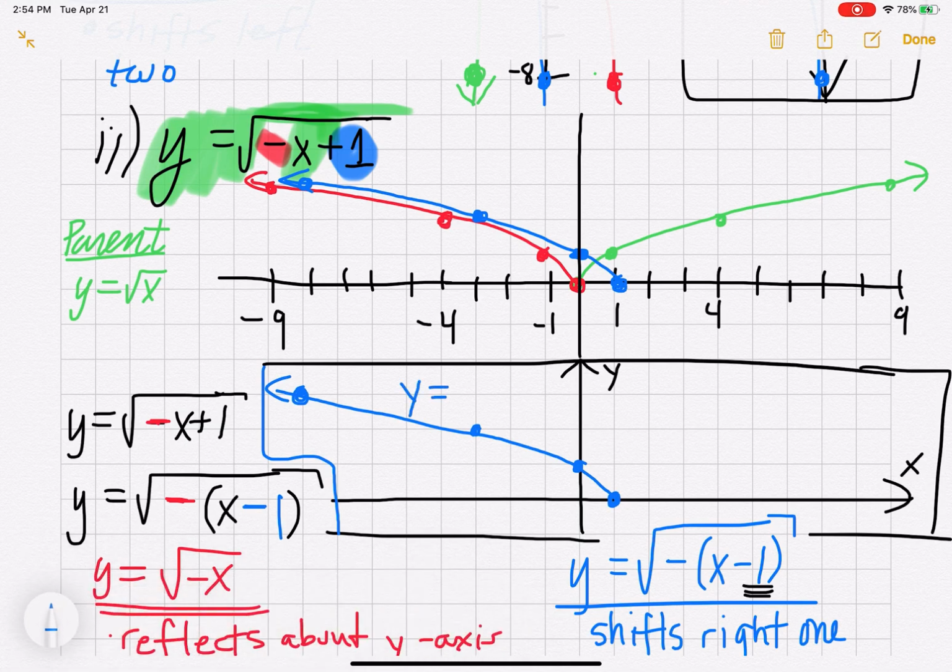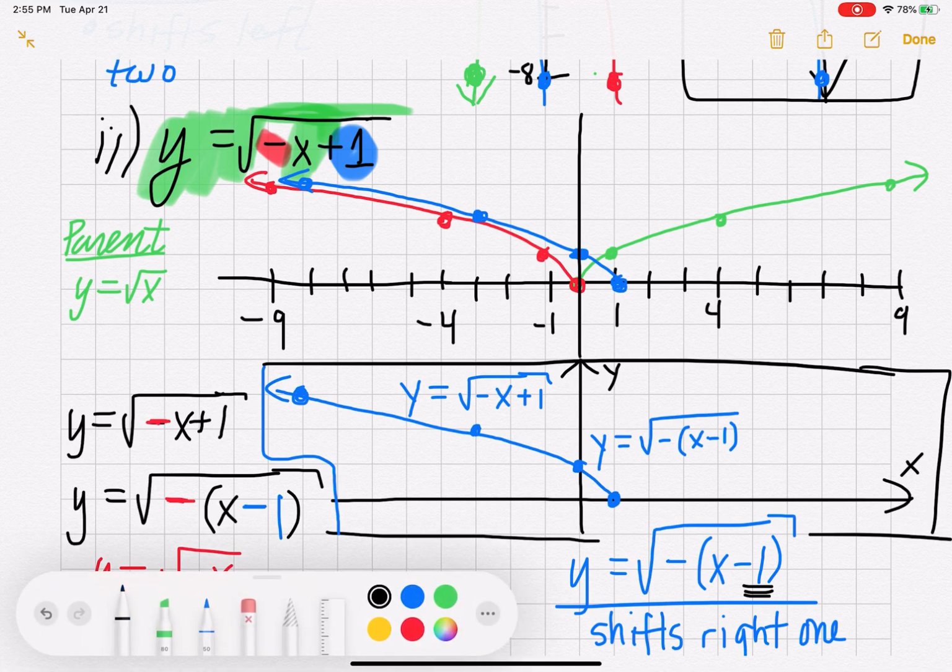Y equals square root of negative x plus 1. Or you could call it y equals square root of negative parentheses x, and then minus 1 in parentheses, and close the parentheses. Either way. So grade me this one.